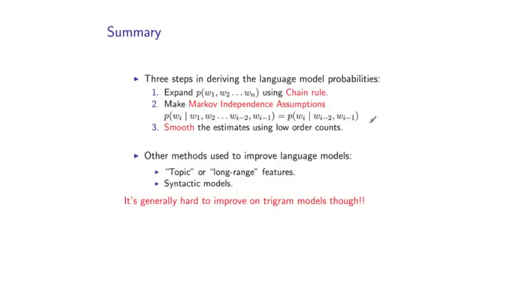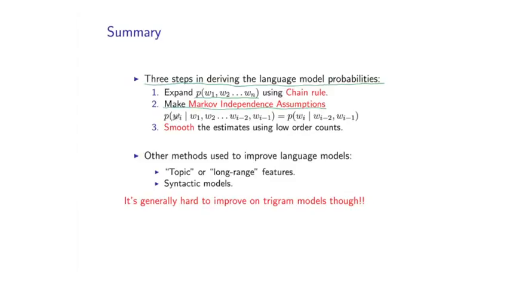Okay, so that completes the lecture. So just to summarize some main lessons we've learned here. There were 3 steps in deriving the language models I've shown you. The first step was to expand the joint probability over any sequence of words, W1, W2, up to Wn, using the chain rule of probabilities. This is what I showed you in the portion of the lecture on Markov processes. And the second step was to make Markov independence assumptions.